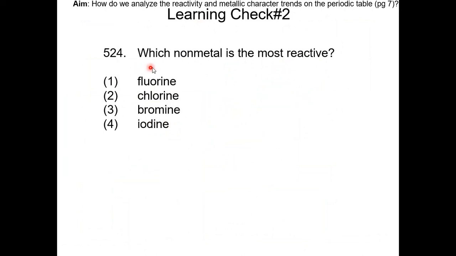Running check number 2. Which nonmetal is most reactive? Pause the video and resume once you have the answer. Okay, so the answer is fluorine, choice 1.